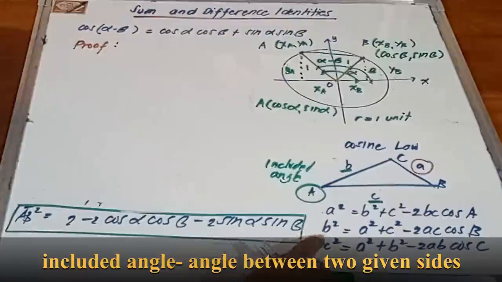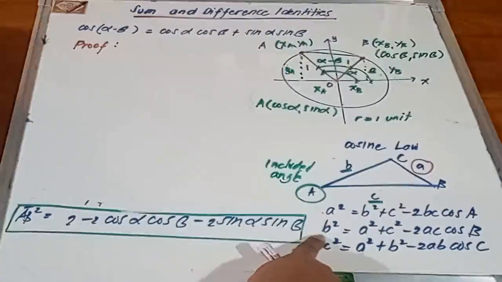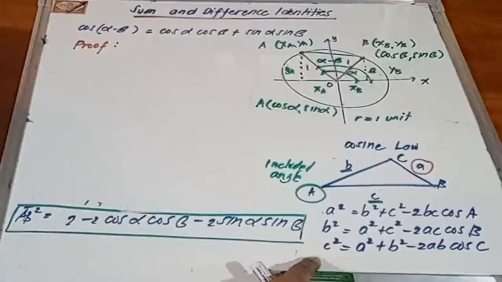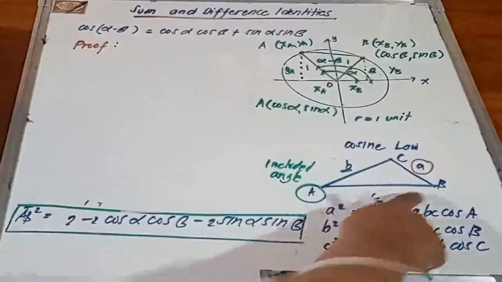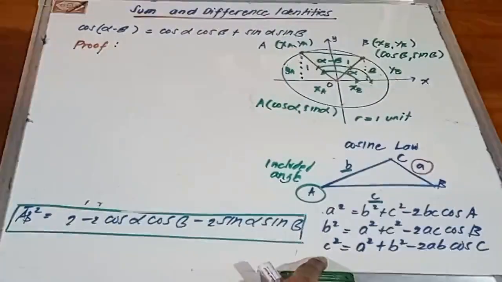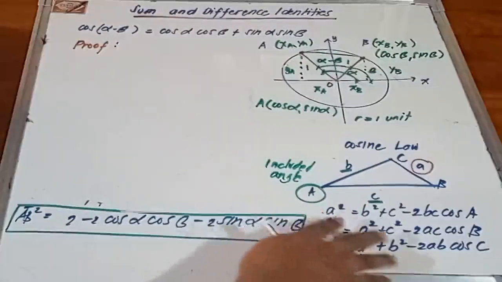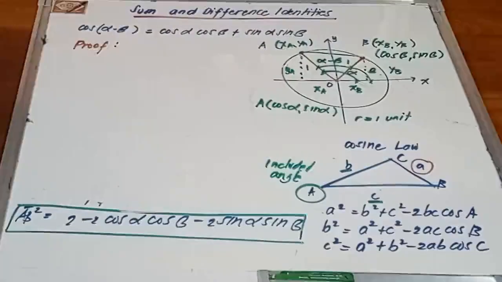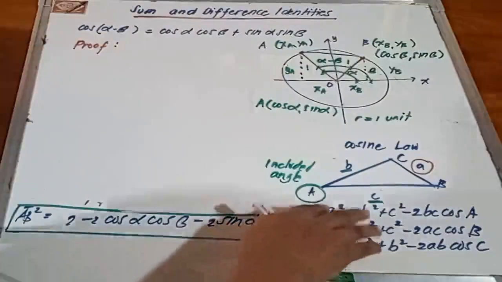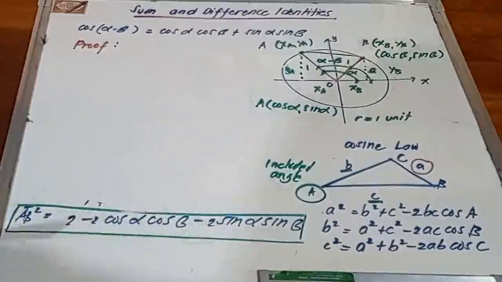At kapag hahanapin naman si B, we have B squared equal to A squared plus C squared minus 2AC cosine B. At kapag si C naman ang hahanapin, we have C squared equal to A squared plus B squared minus 2AB cosine C. Kapag hahanapin si B, si angle B ang included angle. Kapag hahanapin ay si C, si angle C ang included angle. Ito yung tinatawag nating cosine law or law of cosines. At gagamitin natin yung cosine law in solving dun sa ating distance between the points A and B.